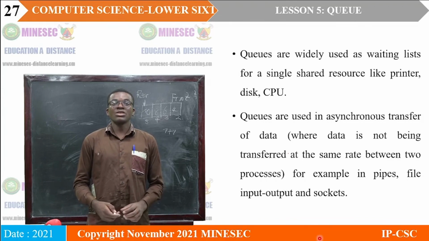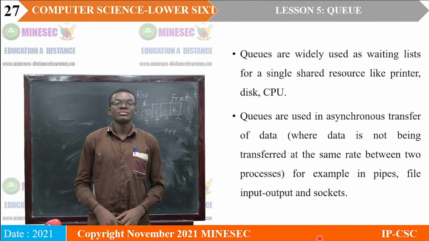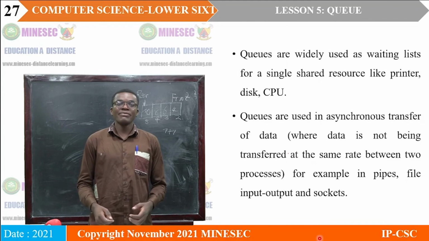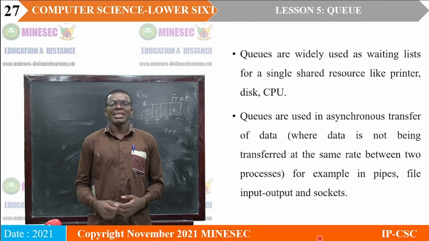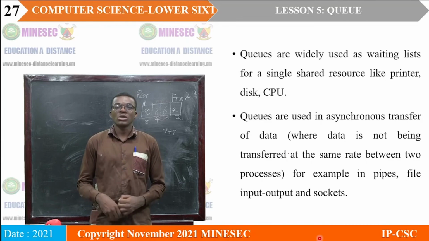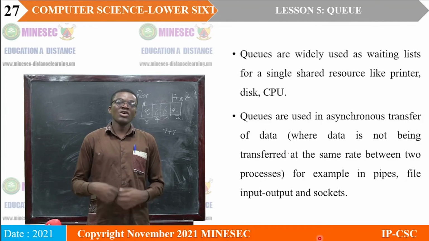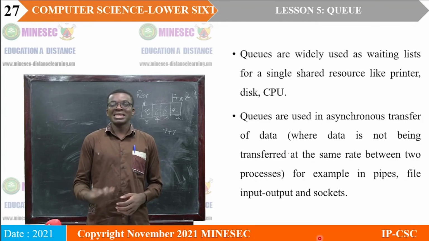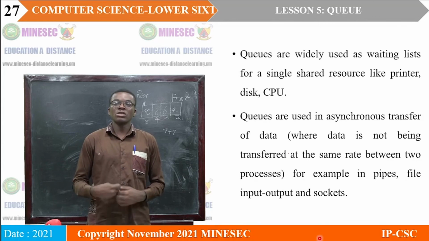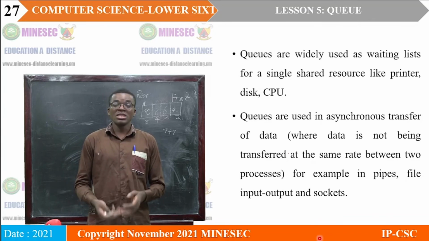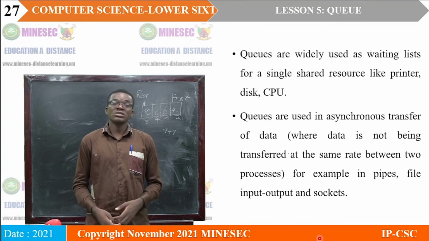Queues are used in asynchronous transfer of data, when data is not being transferred at the same rate between two processes. For example, in pipes, file input and output, and sockets. In all these examples, it involves situations in which the arrival of processes and tasks determines how those processes and tasks will be executed. The process that arrives first to the printer or the CPU or the disk will be executed first.